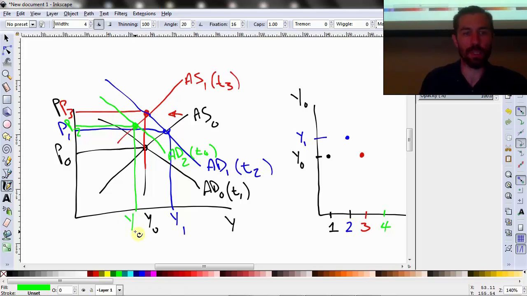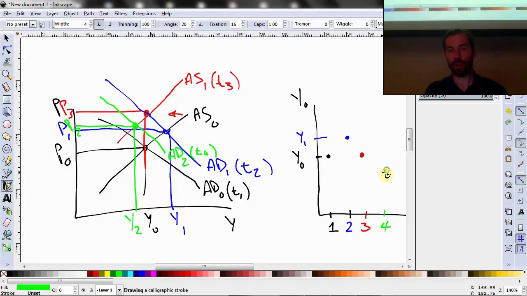Why does our output decrease? I'll call that Y2. Why does our output decrease? Our output has decreased because nominal wages remain sticky. As prices go down, real wages go up. Employers employ less people with sticky nominal wages. Okay? So in T4, with that decrease in investment sentiment, we've now gone down to Y2.